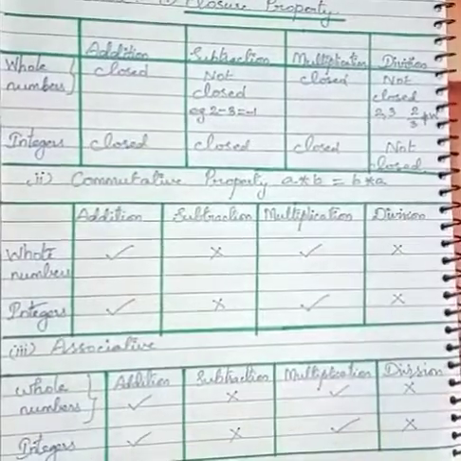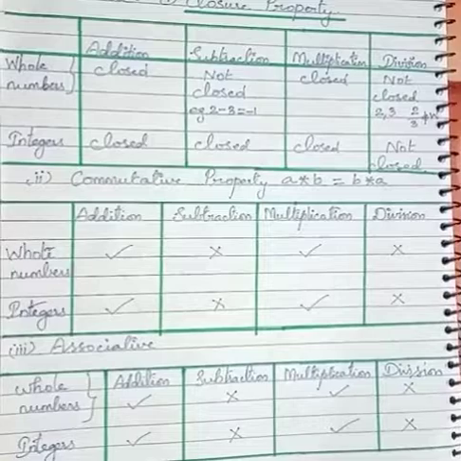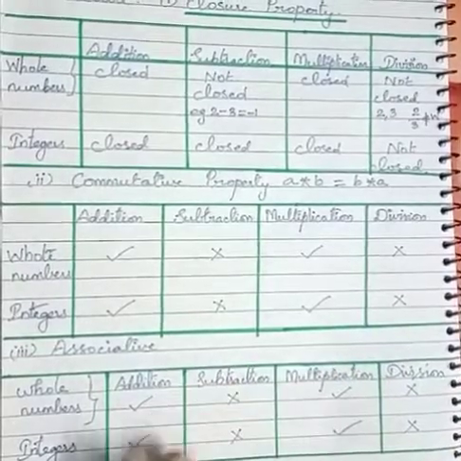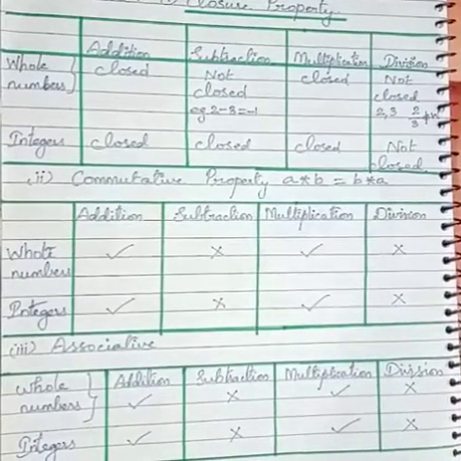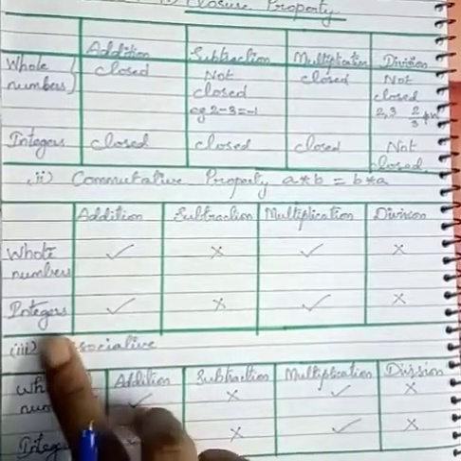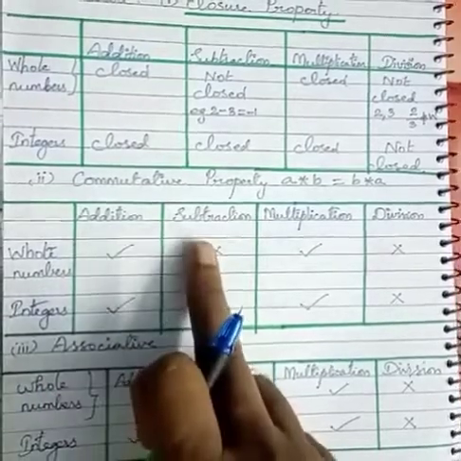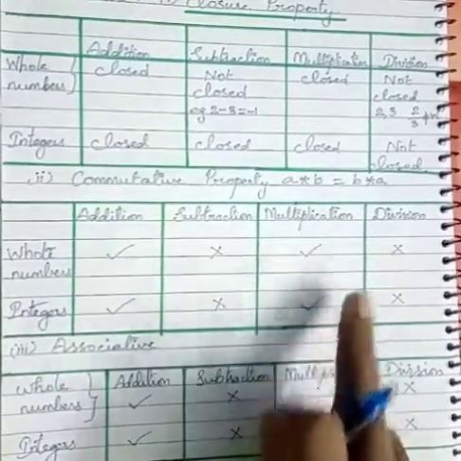These properties you already studied in your earlier classes. I am just revising what you studied. If you have any doubts regarding this commutative property, you can ask me through WhatsApp. The same we are discussing for integers under the operations of addition, subtraction, multiplication and division.